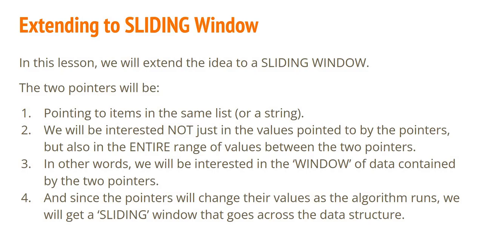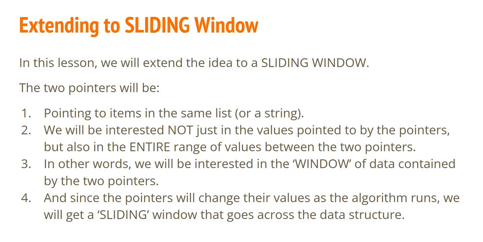So the idea is that we again have two pointers. However, these pointers will point to the same list or, say, a string. We are not interested just in the values pointed by the pointers, but in fact, we are interested in the entire range of values between the two pointers. So that's a very clear distinction.